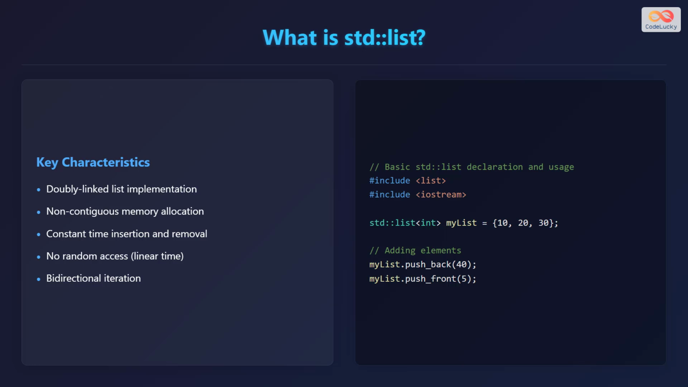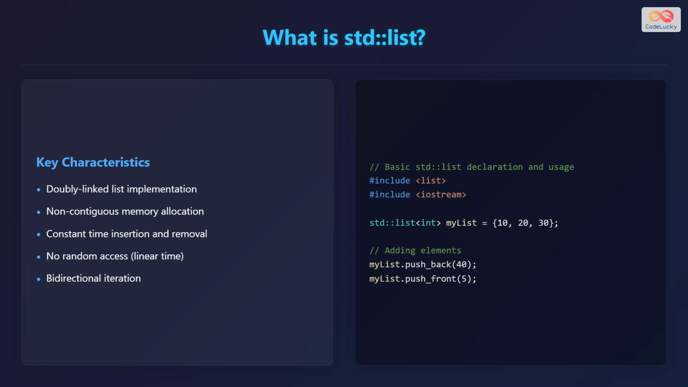This means each element in the list is stored in a node that contains a value and pointers to the next and previous nodes. Secondly, it utilizes non-contiguous memory allocation, meaning elements are not stored in adjacent memory locations. This allows for efficient insertion and removal of elements at any position in the list in constant time.